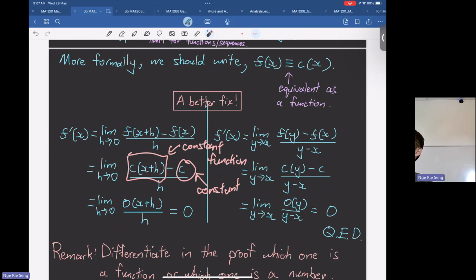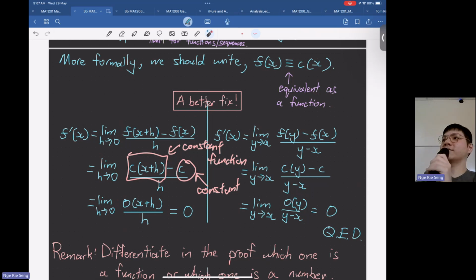Now, to check two functions are equal, how to check? Remember this. You need to check at every point. So at every point, what is the value you get for the difference? 0. What is the function that always gives you 0 at every point? 0 function. Does it make sense?